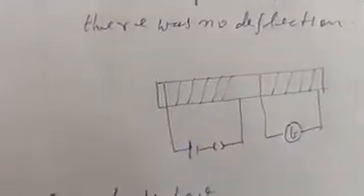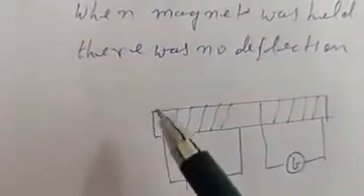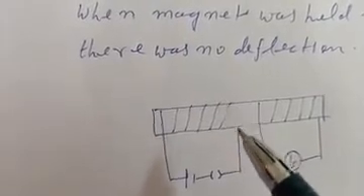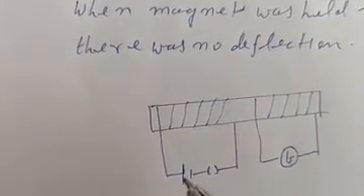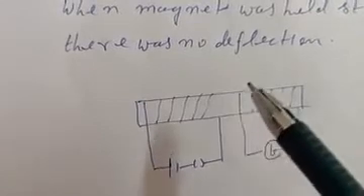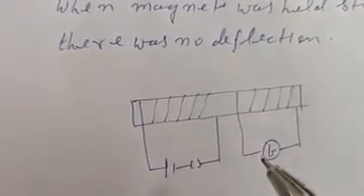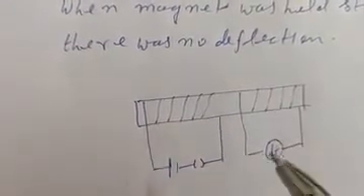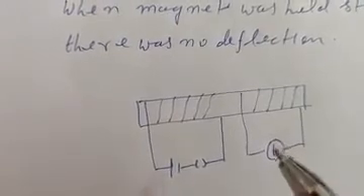One more experiment. This is a coil. It is attached to a supply. And this is a second coil. It is attached to a galvanometer. The supply is not connected with this.